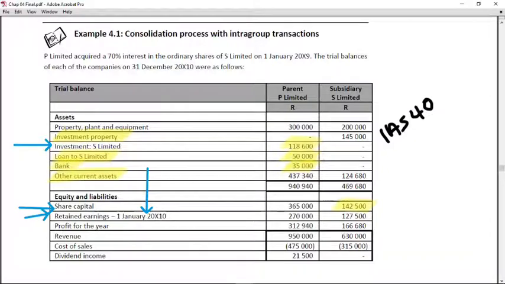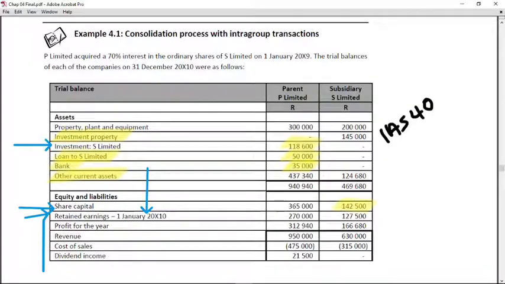The reason it's an opening retained earnings is because your profit or loss items, profit for the year and all the profit and loss items are still included in your trial balance. So that means they have not closed off to retained earnings yet. So my retained earnings in this trial balance is still the opening balance.